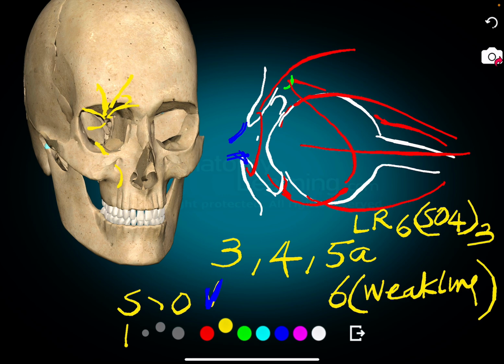Basically, it's a sensory nerve, but it is also carrying parasympathetic fibers from the pterygopalatine ganglion, which go into the zygomaticotemporal and the zygomaticofacial branch. And this zygomaticotemporal, as it emerges out, connects to the lacrimal branch of the ophthalmic and supplies the lacrimal gland here. So those are the nerves that are passing through the orbit.